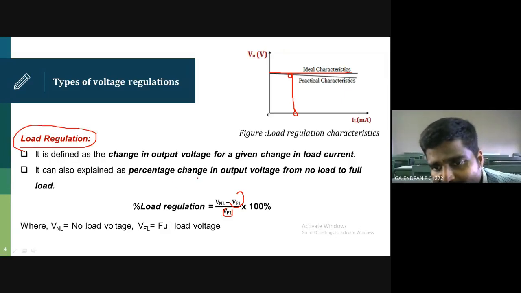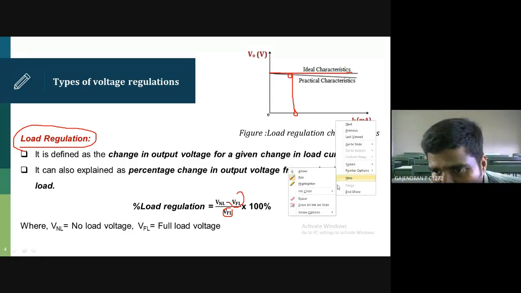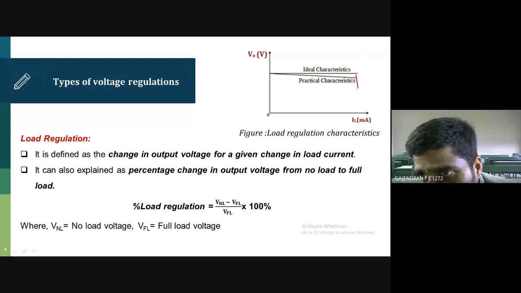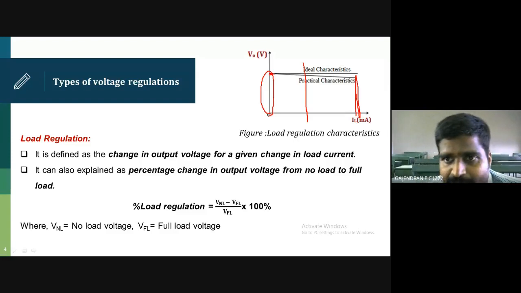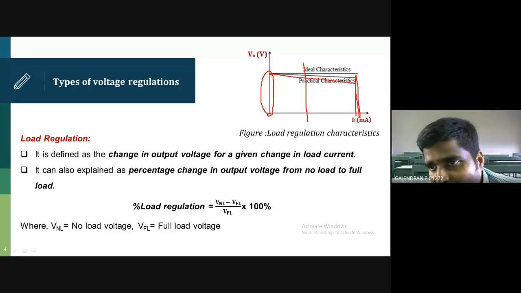That is the percentage of change in output voltage from no load condition to full load. Full load means the extreme end. This is my full load. Half load means this is my half load. No load means this is my low load condition. At no load, there is no change in the output voltage for the input voltage; it stays constant. When the load is applied, what happens? It drops.